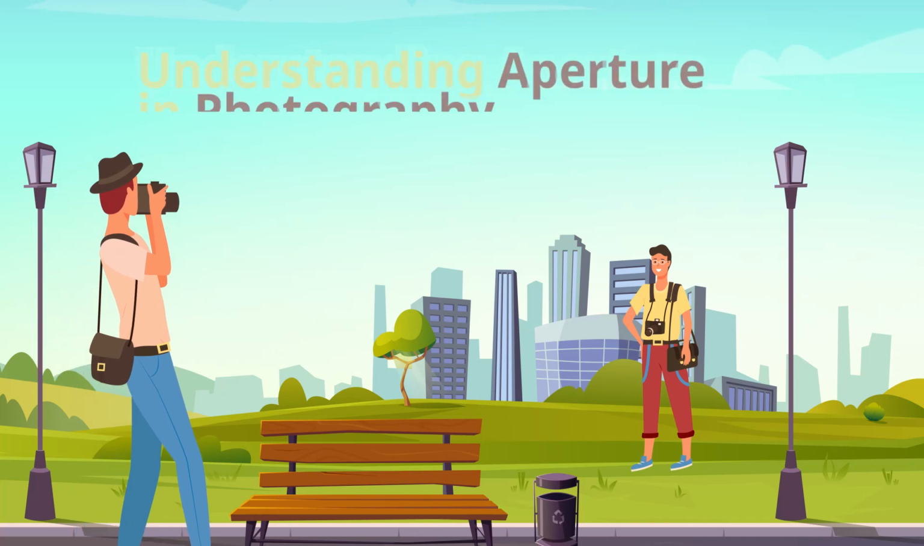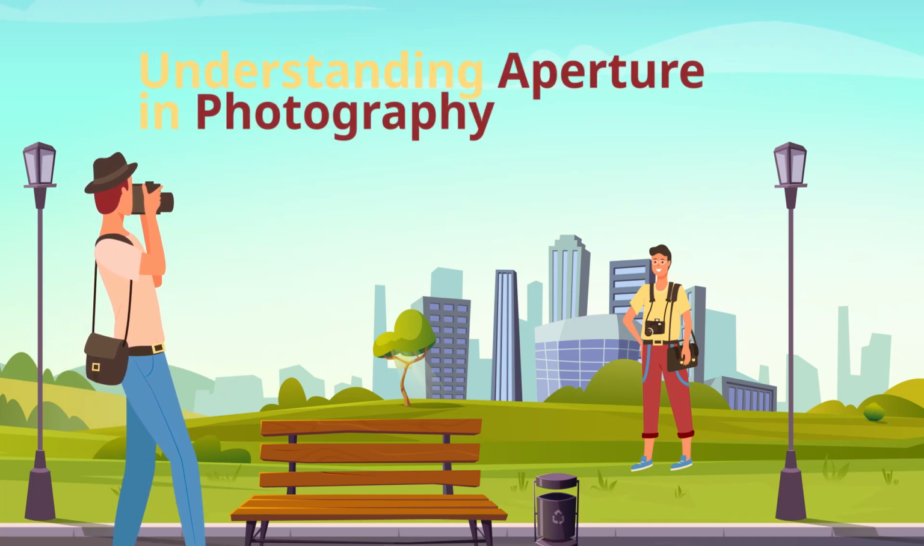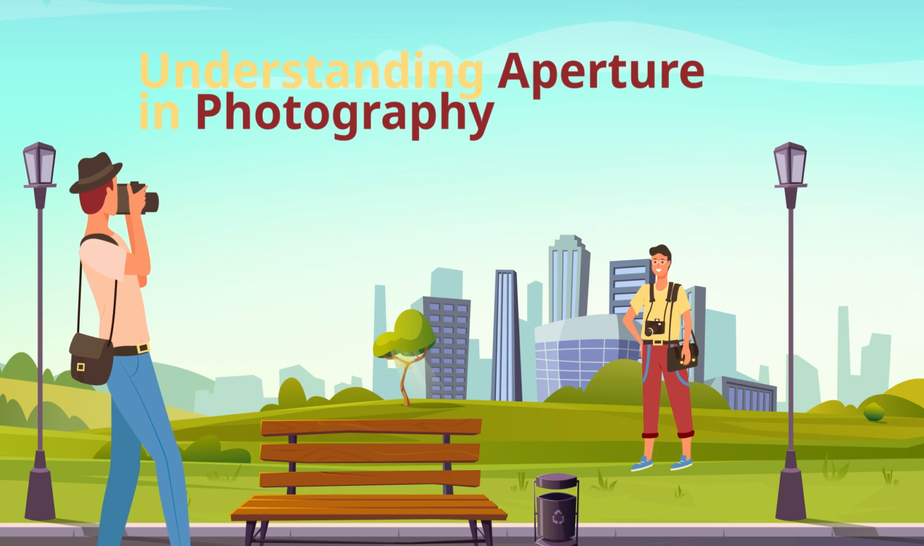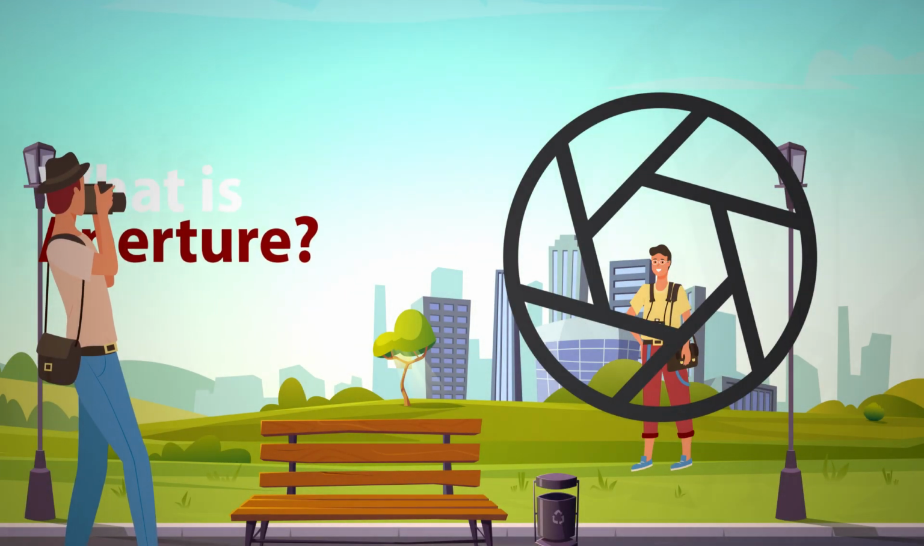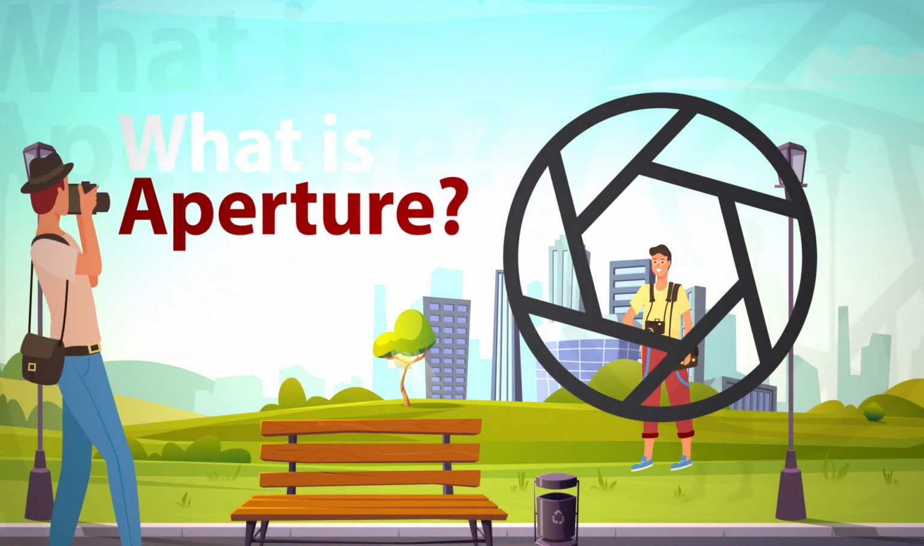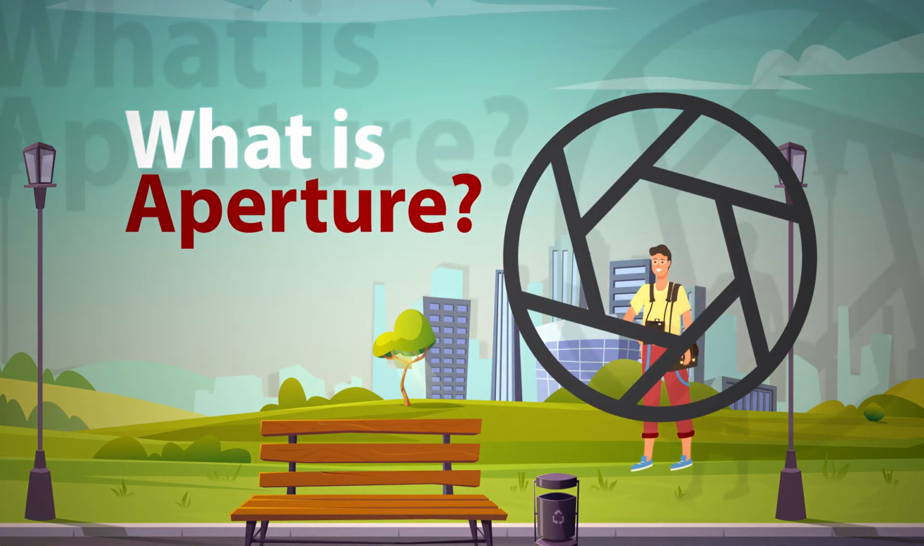Ever wondered how that tiny hole in your camera lens controls the amount of light that reaches your sensor? Let's dive into the world of f-stops. The aperture is the adjustable opening in your lens. It's like a gate that controls the flow of light.